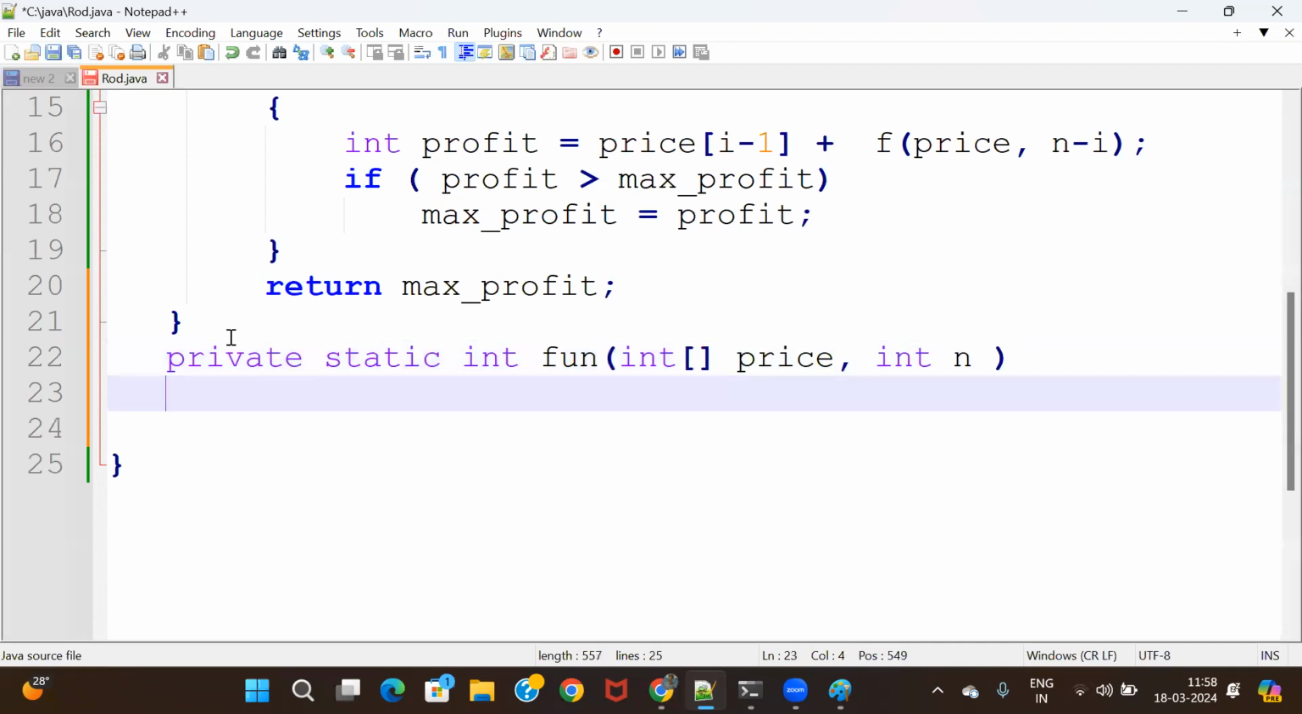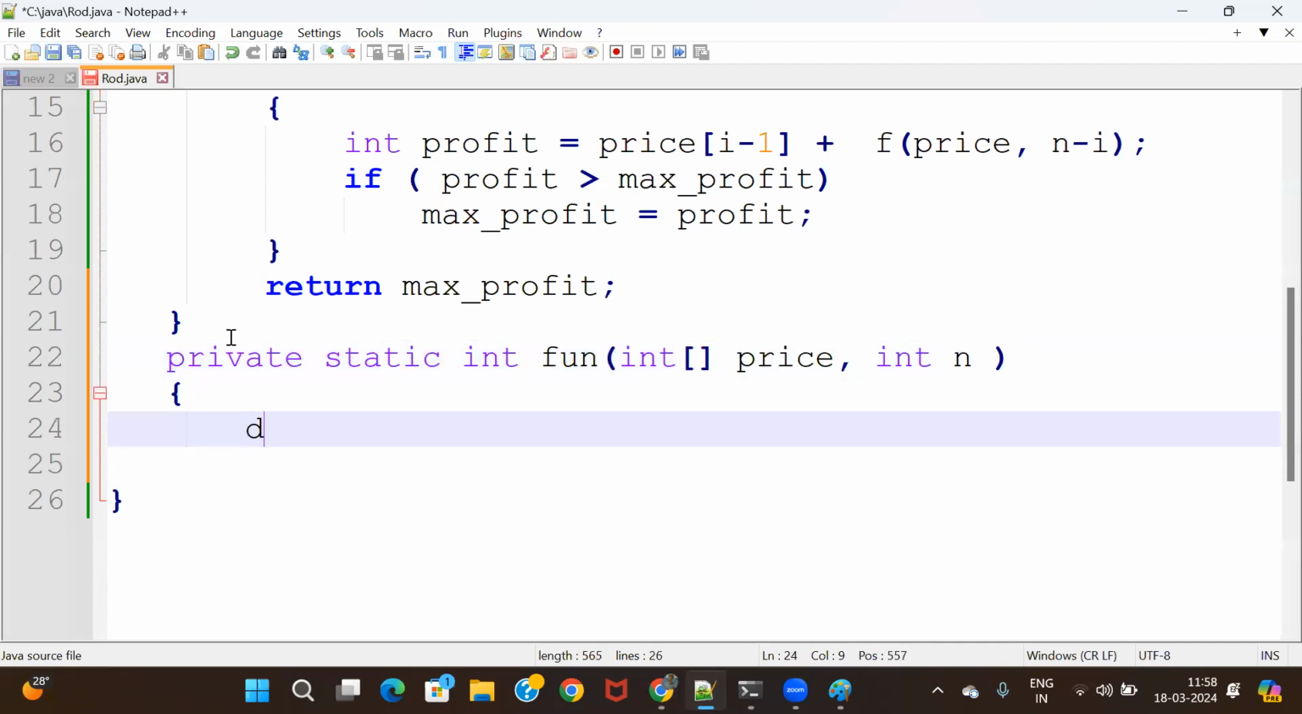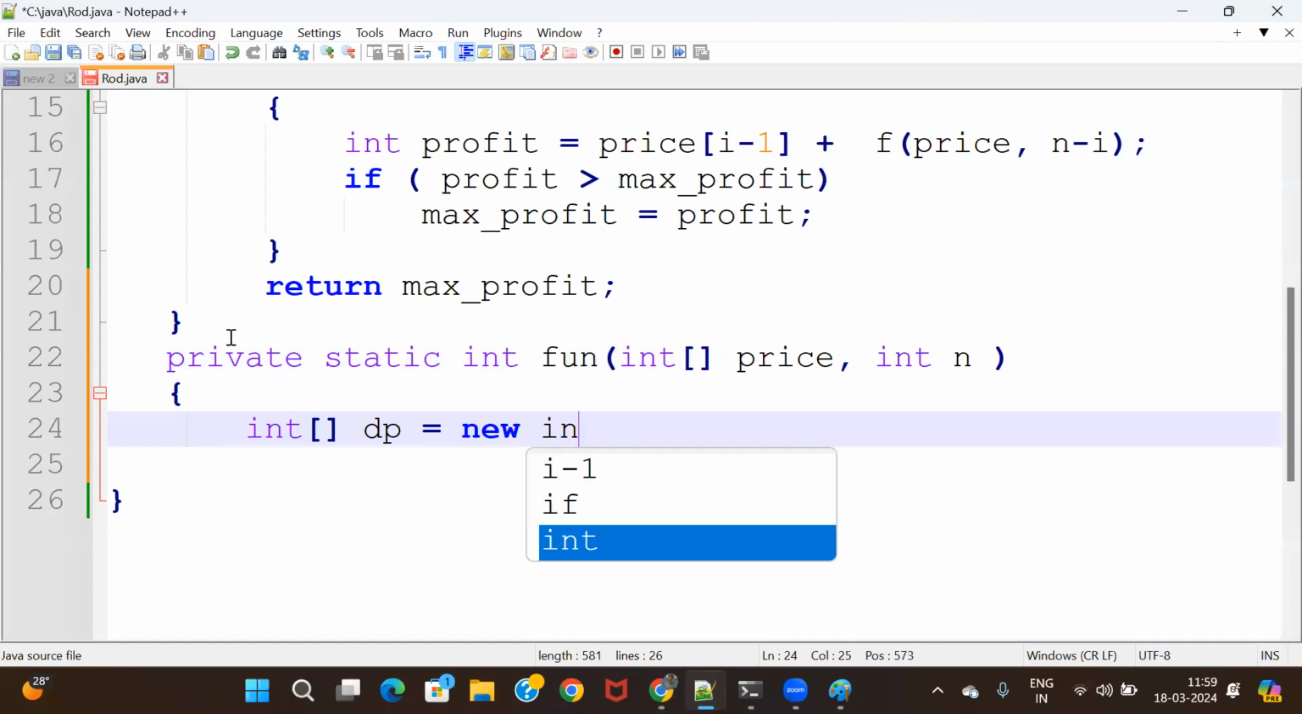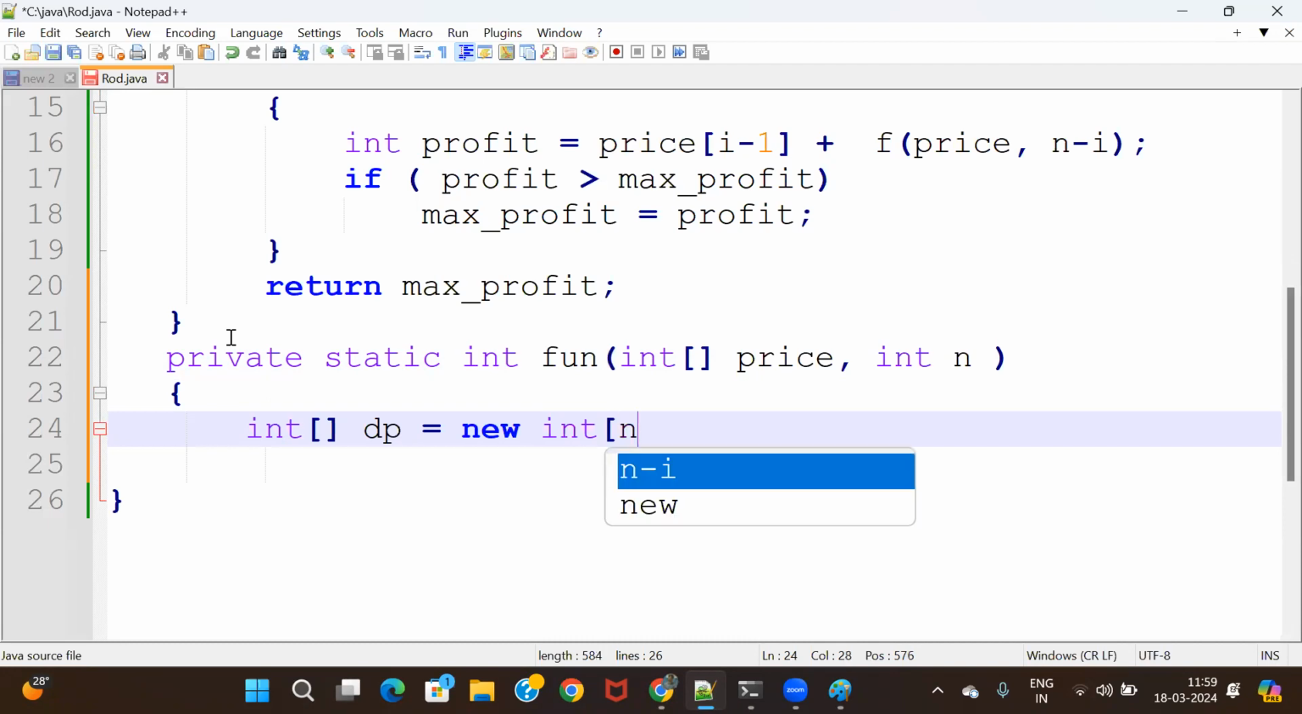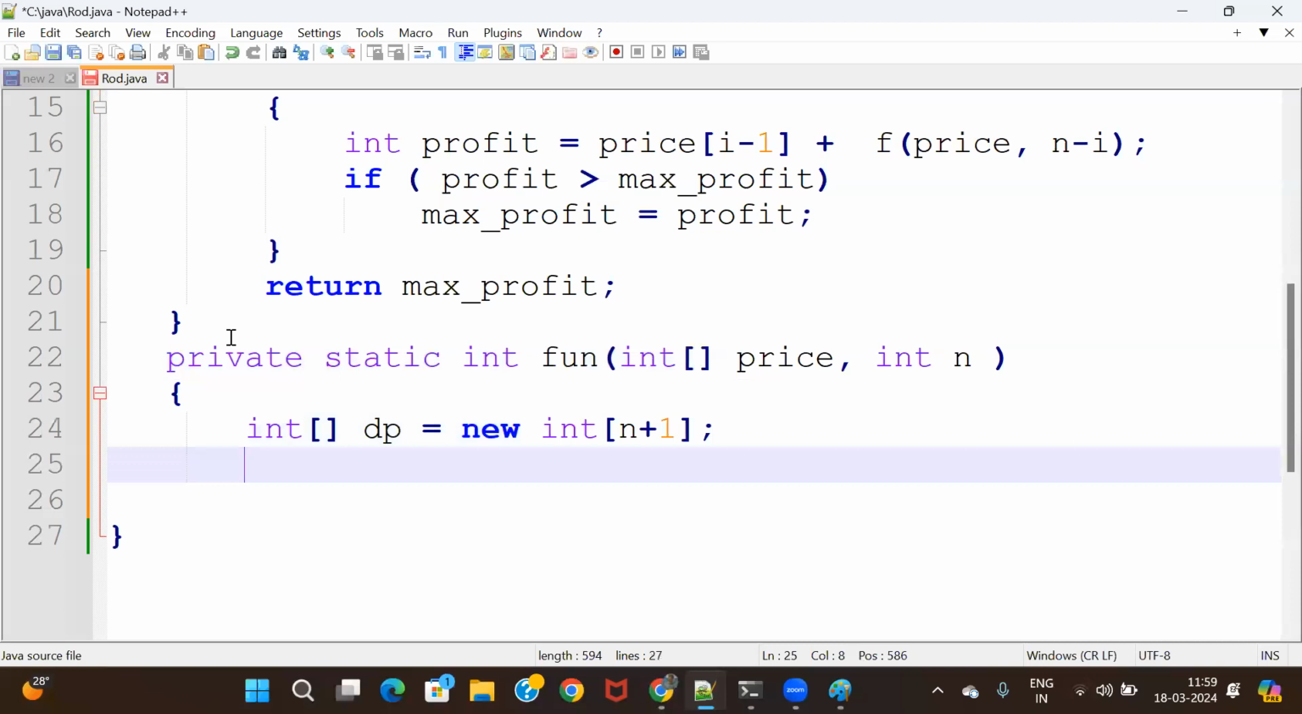Okay. Now create the solution array, which is an integer array. Let the solutions be 0 in the beginning. For length 1, for length 2, for length 8. So you need dp1, dp2, and so on up to dp8. It should be of size n+1.